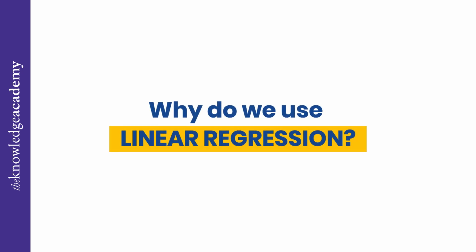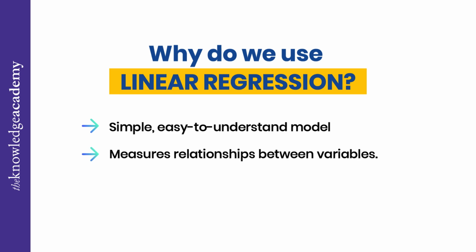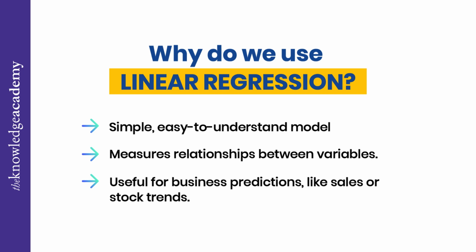Now, why do we use linear regression? Well, it's one of the simplest and most interpretable models in machine learning. It's easy to understand and implement, which makes it a great starting point for beginners. Linear regression is also very useful for understanding relationships between variables. It helps us quantify the strength of the relationship and make predictions based on the data we have. For example, businesses can use linear regression to forecast sales, predict stock prices, or estimate the impact of marketing efforts.